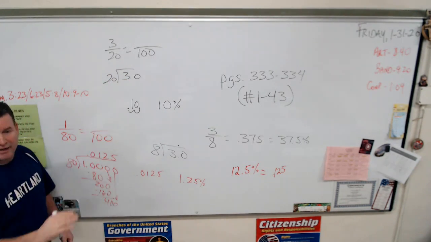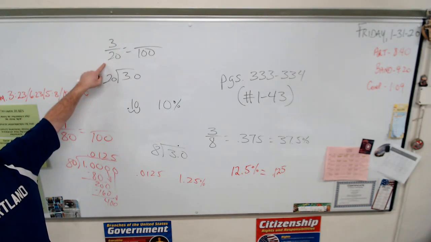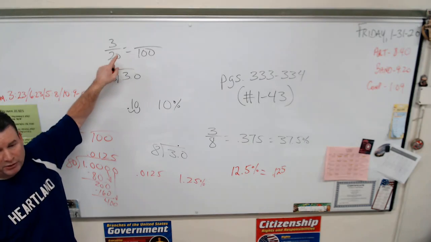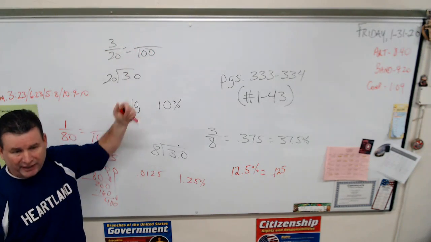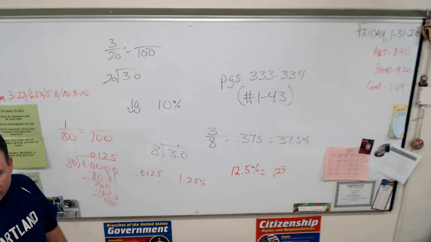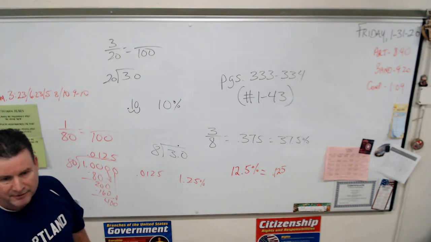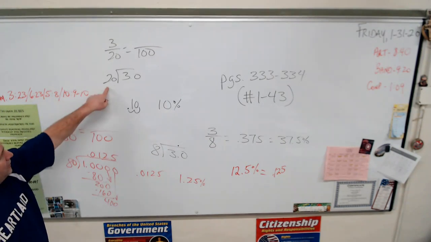Or, Brett, you could have done this. But using his math sense, Brett says, oh, that's a simple math problem I can do. 20 times 5 gets me to 100, so 3 times 5 is 15. And 15 per 100 literally is 15%. See, there's more than one way to skin a cat.